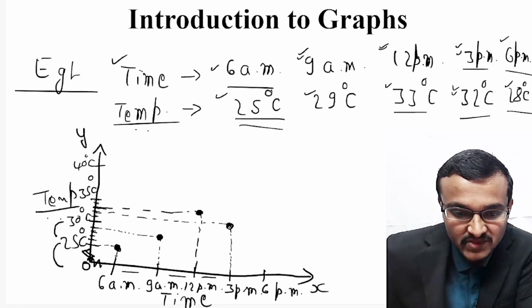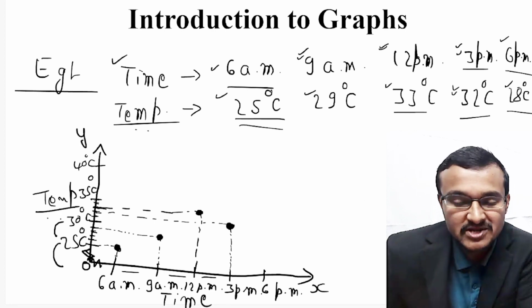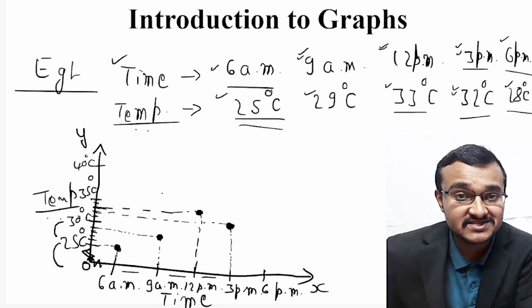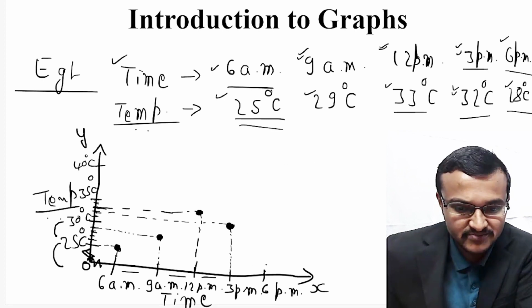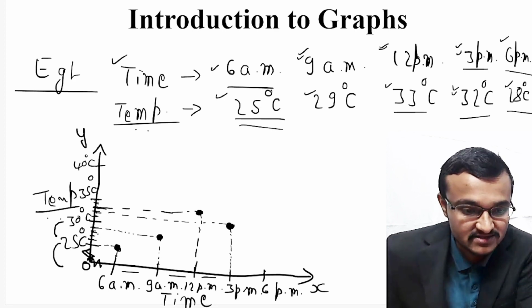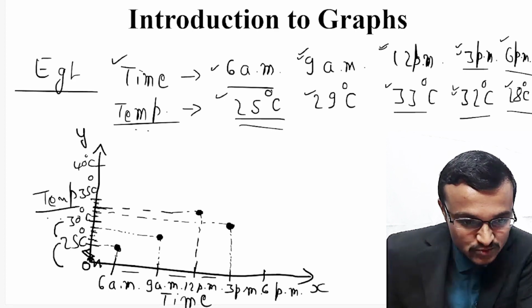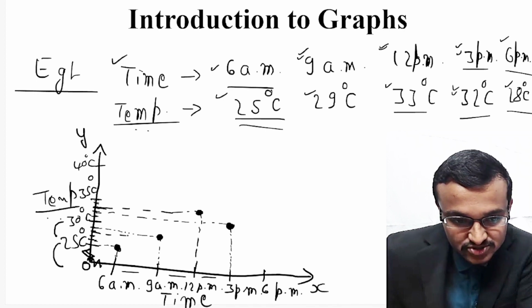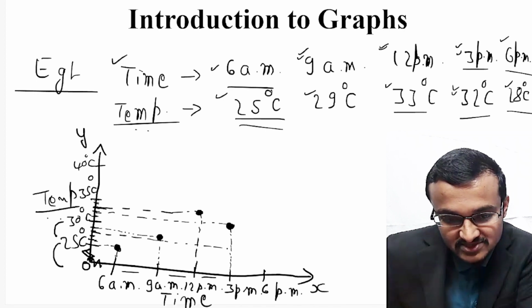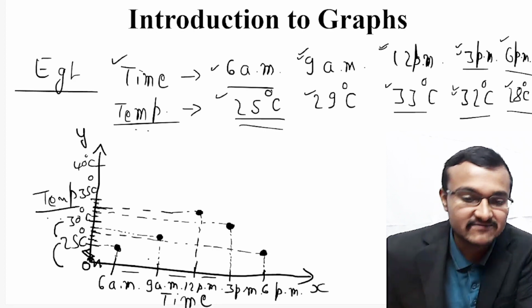and this will be your fourth data point. And 6 p.m. and 28 degrees Celsius is the fifth data point. So 6 p.m. is here, and 28 degrees Celsius is in between 25 and 30. So here this is 26, 27 and this is 28. So you can draw a perpendicular line from this 28 and also a perpendicular line from this 6 p.m. and wherever they meet each other, that will be your fifth data point.